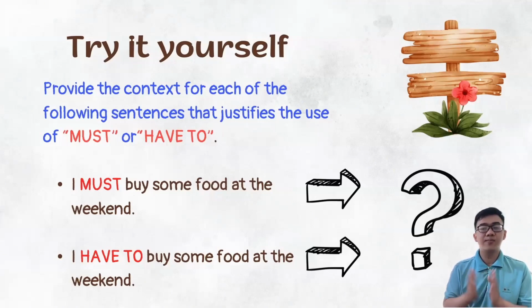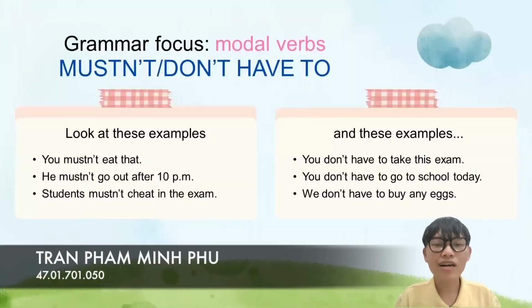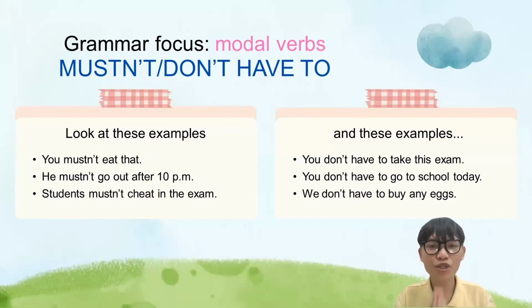Great job. Let's move on with the next session of the lesson today. In this section, we will discuss a little bit about the negative forms of must, have to, and should. First of all, let's take a look at the example on your screen. Can you find out what they share in common? Good job. We can recognize the word not to show the opposite meaning.